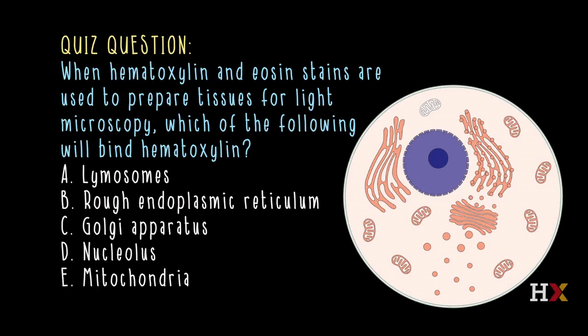And so of those listed, the only one that would bind hematoxylin would be the nucleolus. Everything else would bind eosin. This is an actual slide of liver tissue. This is what you would be seeing if you looked through the eyepieces of your microscope.